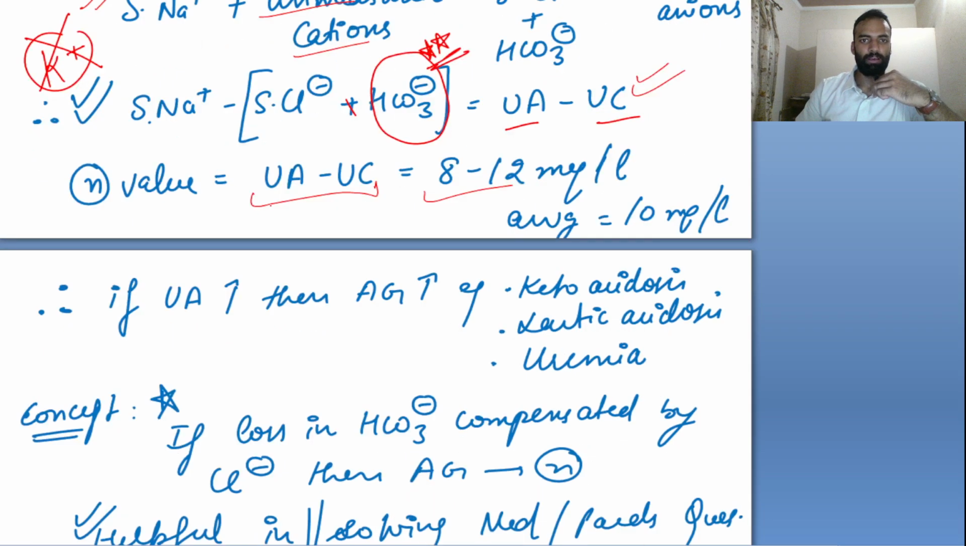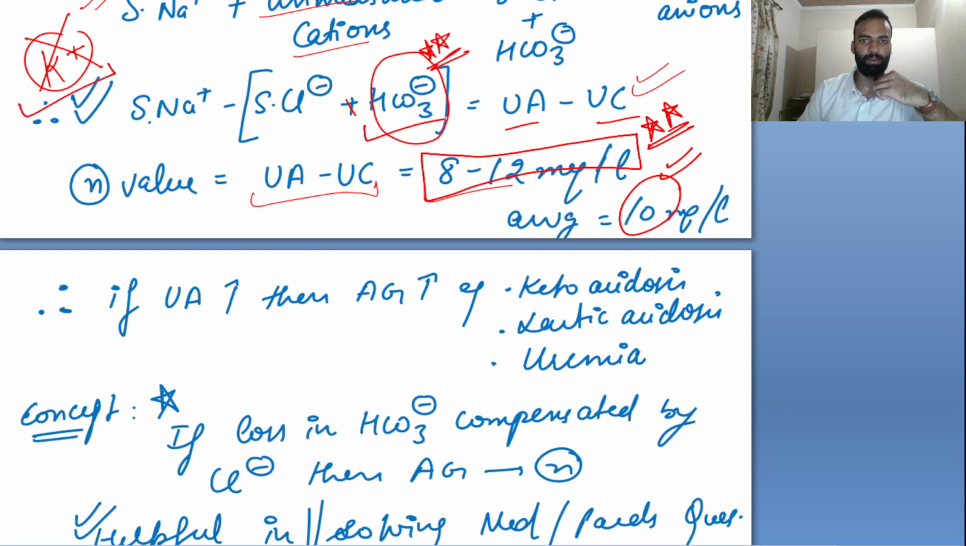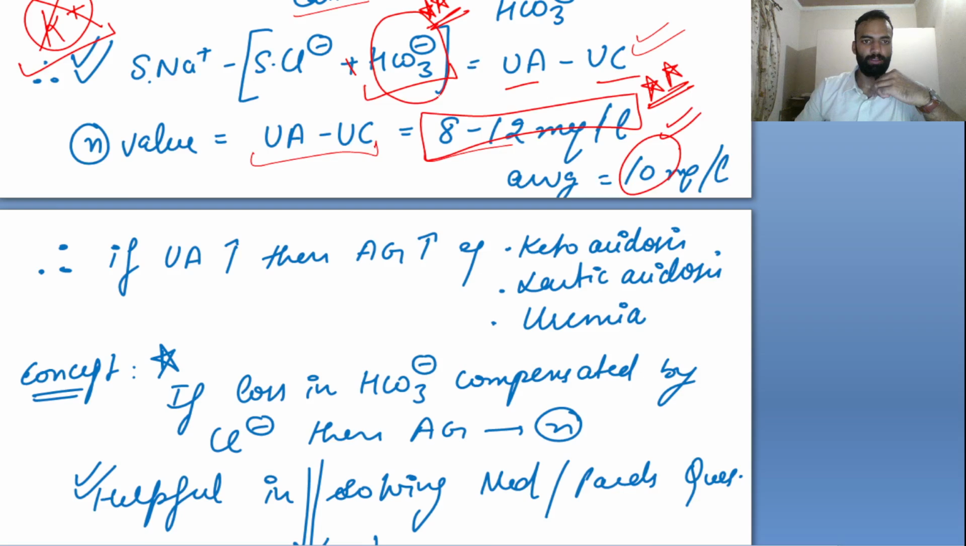So unmeasured anions minus unmeasured cations equals 8 to 12 milliequivalents per liter, but we can take the average value, that is 10 milliequivalents per liter, is also right. Most of the times we forget this value, and we forget that there is no potassium, and we also forget that there is bicarbonate in the formula.